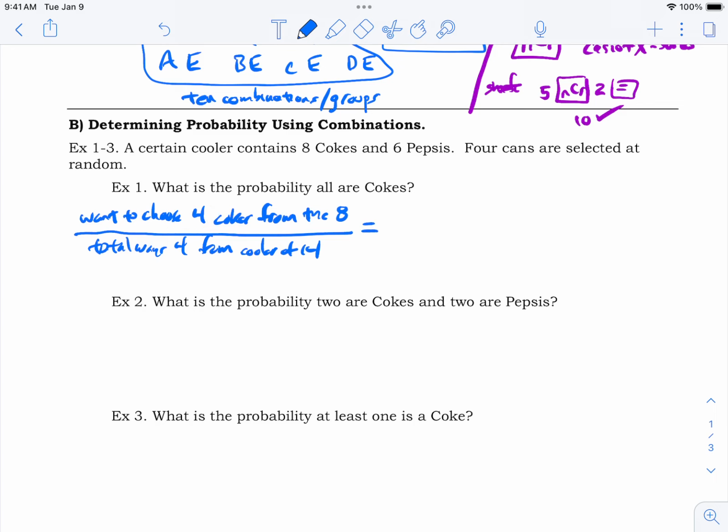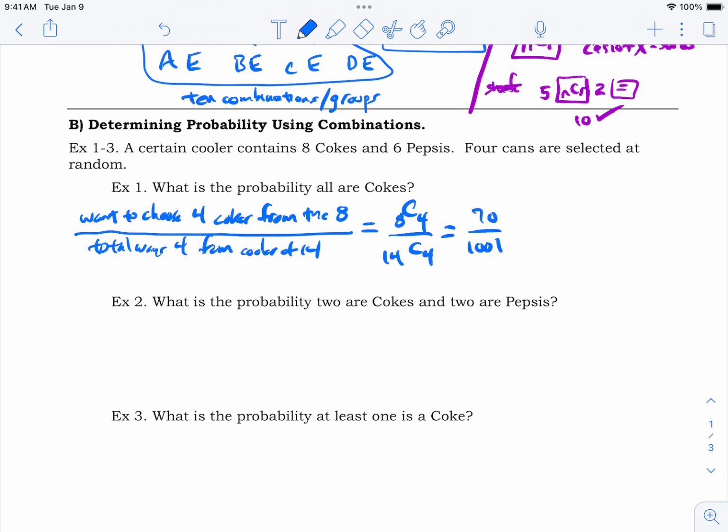So let's see. Now remember, that's not 4 choose 8, it's 8 choose 4. You've got 8 to choose from, and you're going to choose 4. That goes on top. You got 14 to choose from, and you're going to choose 4. That goes on the bottom. So grab out your calculator button there, and 8 choose 4, I got a 70. And 14 choose 4, I got a 1001.